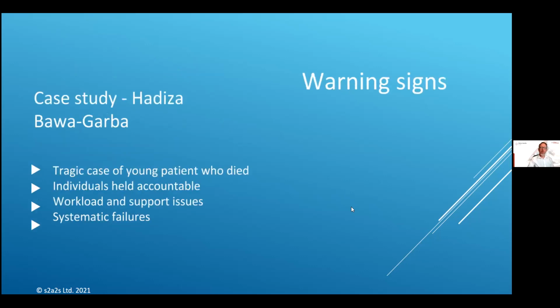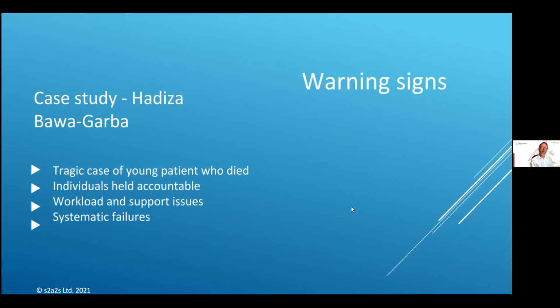And for my third warning sign, I've chosen as a case study the prosecution of a pediatrician, Hadiza Bawagaba. It's a very tragic case of a young patient who died in the course of a day's attendance at a hospital in Leicester. There were a whole series of opportunities to correctly identify the causes of the problems that he was facing.